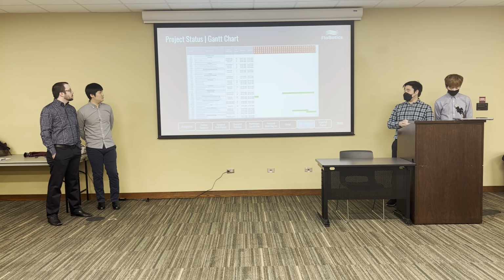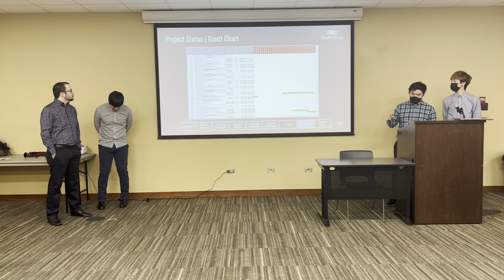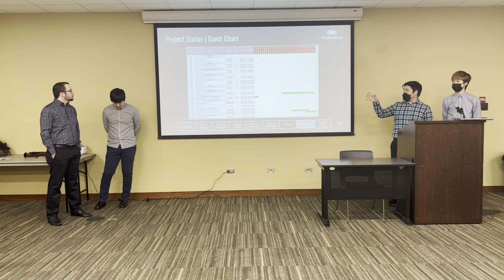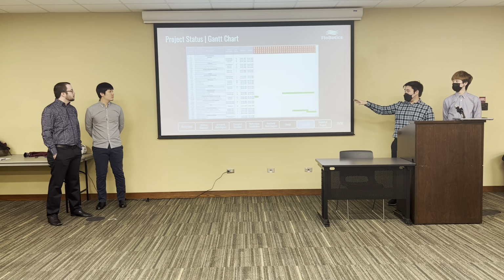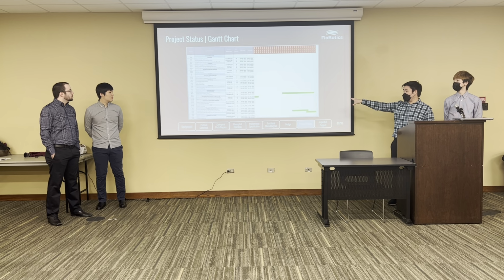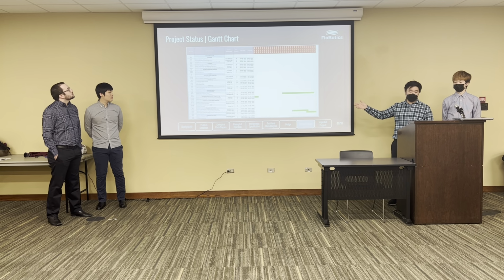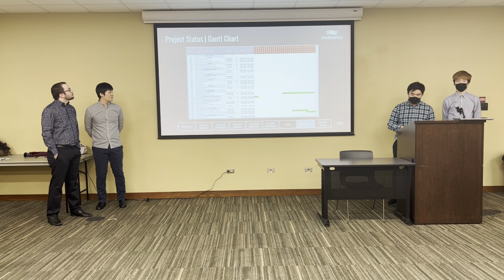So this slide has our Gantt chart, which has all the tasks that we need to do in order to complete the project. Towards the bottom of the Gantt chart, you can see the most recent task, as well as the green bars to the right, which determine how many days we have left for each given task.